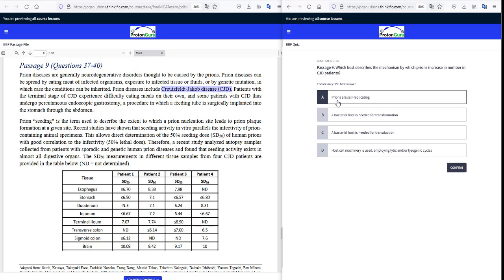So prions are self-replicating proteins. They don't need a bacterial host, and they don't need to use host cell machinery. And they certainly don't employ a lytic or lysogenic process. These are mechanisms that are used by bacteria or viruses. These are all things that we've learned about.